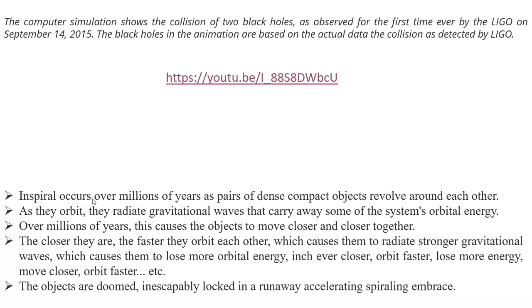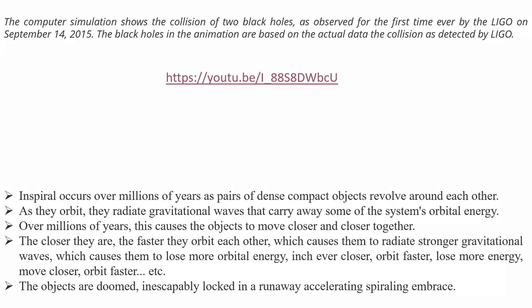The inspiral occurs over millions of years as dense compact objects revolve around each other. As they orbit one another, they radiate gravitational waves that carry away some of the system's orbital energy. Over millions of years, this causes the objects to move closer and closer. That is why they lose energy. The closer they come, the faster they orbit each other, which causes them to radiate stronger gravitational waves, which causes them to lose more orbital energy.